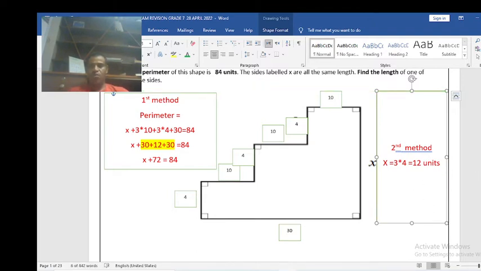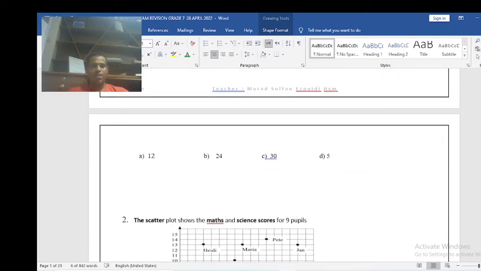So now I'm going to choose the correct answer, learners. Here is it 12 or 24 or 30 or 5? So the correct answer is 12. Clear? For the next one, I'll just mark this one. This is the correct answer.